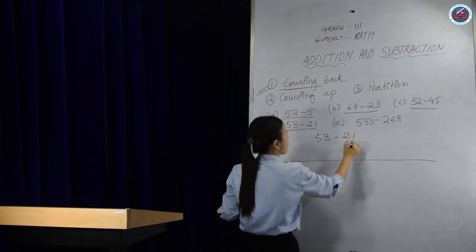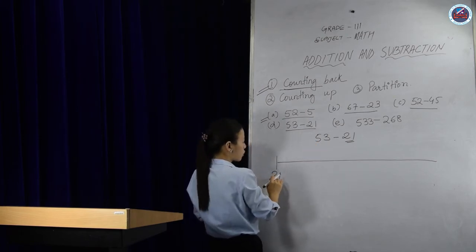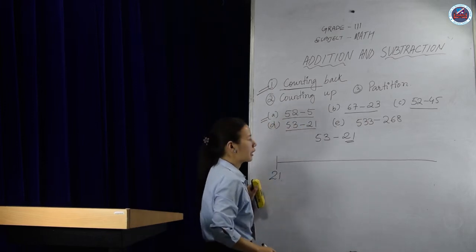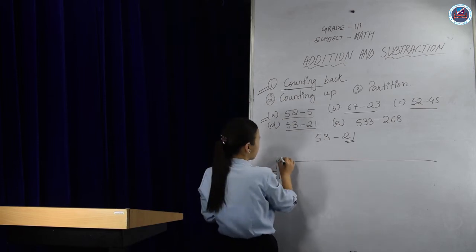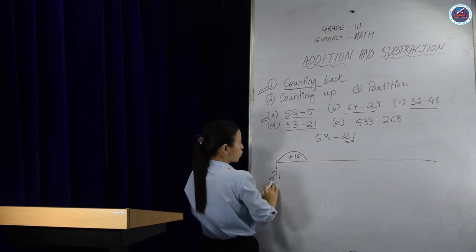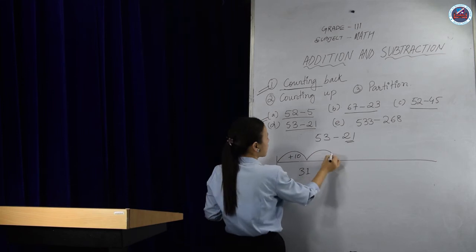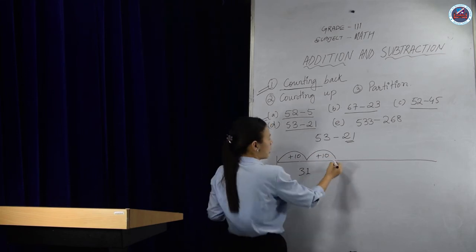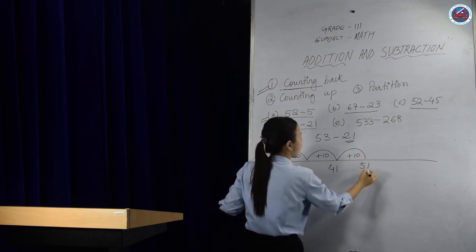We're going to start from this 21, not from 53. We're going to start from 21 and then keep on counting until we reach our number, that is 53. So let's start from the tens first. Count 10 more from this 21, we get 31. Another 10 more, we get 41. Let's take another 10 more, we get 51.